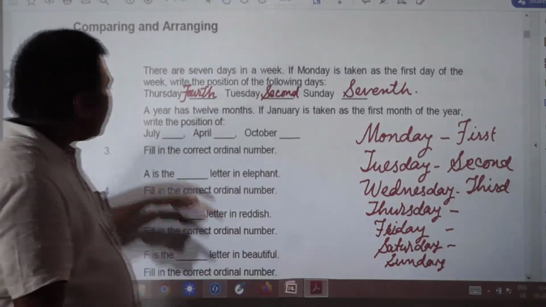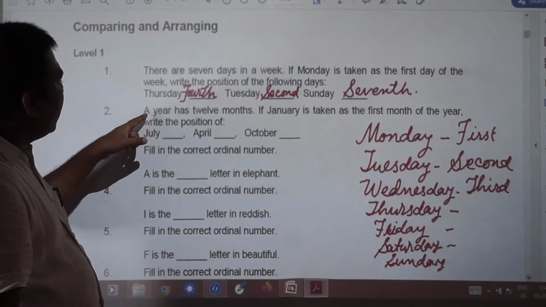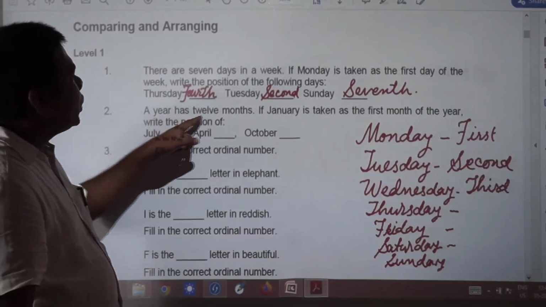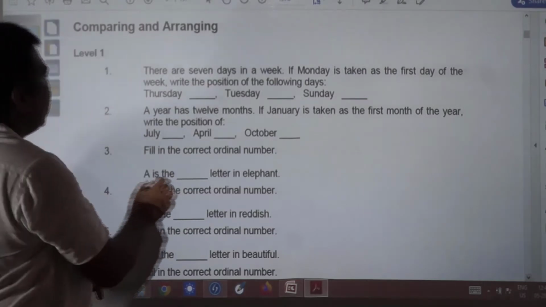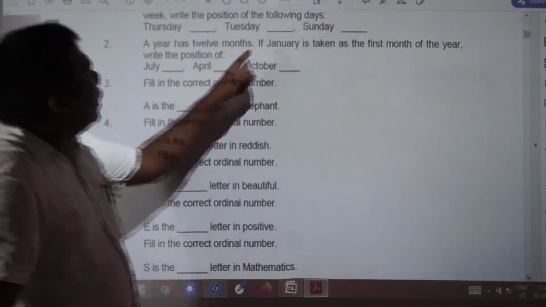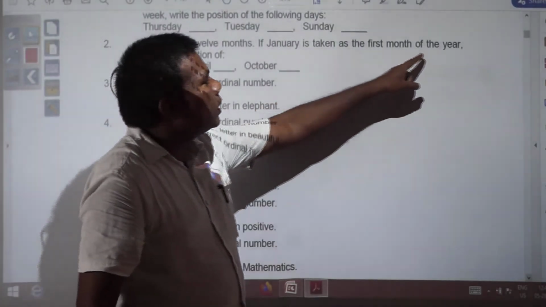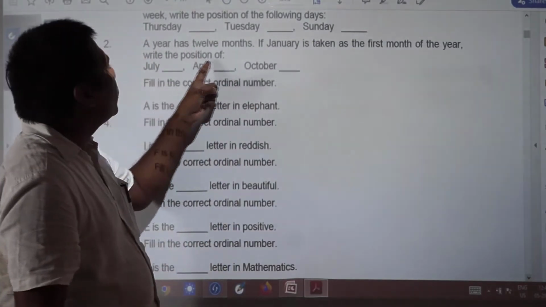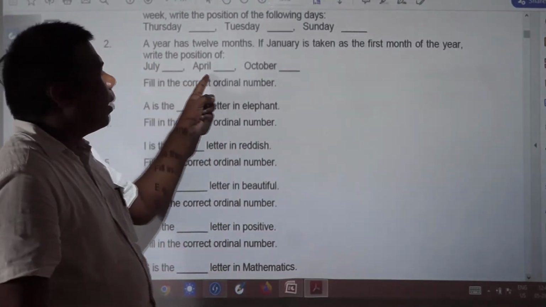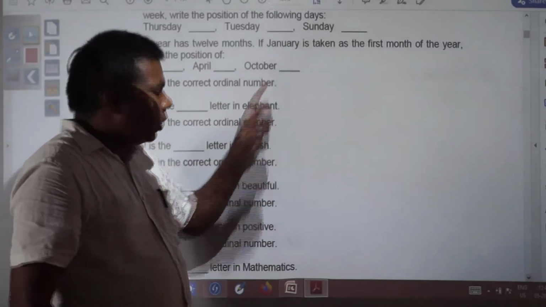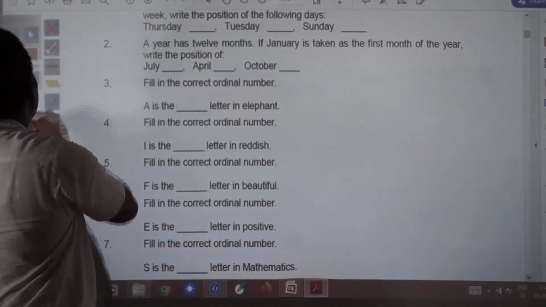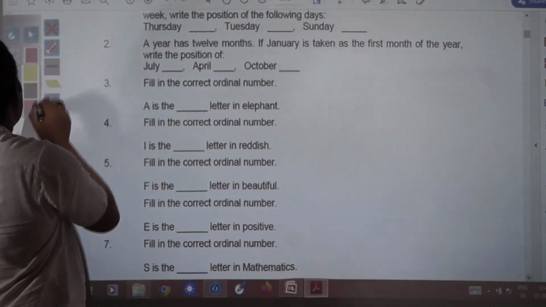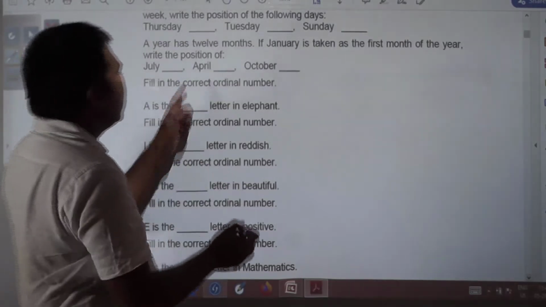Got it? Next question you see, a year has 12 months. If January is taken as the first month of the year, write the position of July, April and October. So what you need to do? Again the same thing, but I am not going to tell you, you do it yourself. You will understand if you do it yourself.